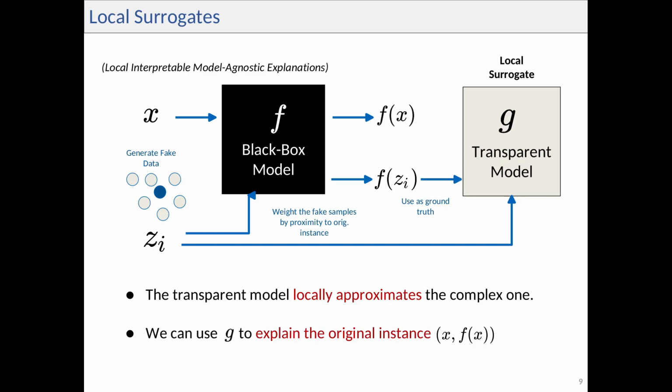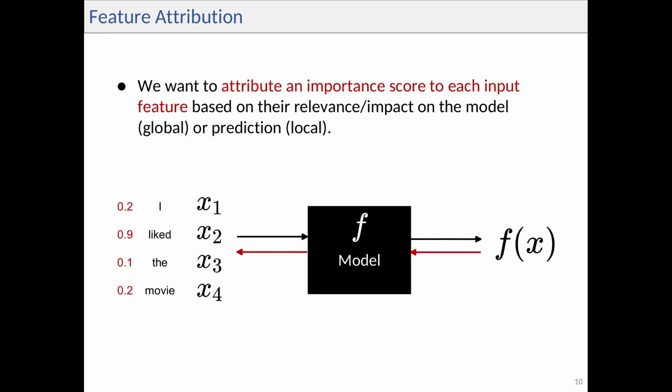Exactly. So now that G is good at doing that, we can simply explain the original instance x, f of x, because G is transparent, and G is a good approximator of f's behavior, at least when we are around x. Okay, so that is how you build a surrogate. Although you don't really see it used that often, surrogates are many times implicitly used in frameworks that are actually very popular, and we'll get to that in a second.